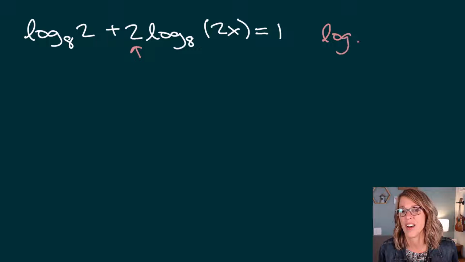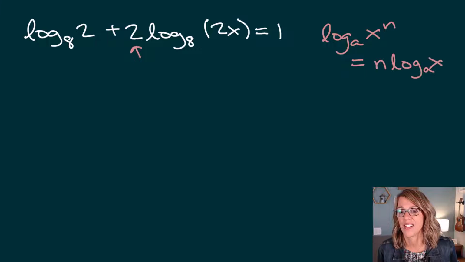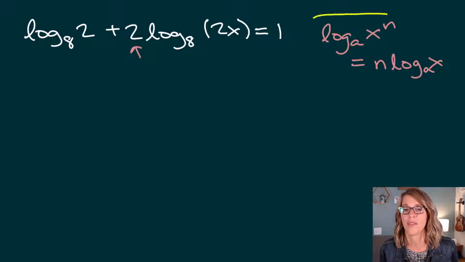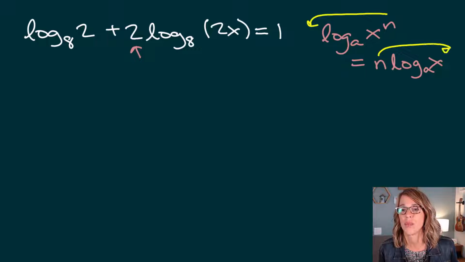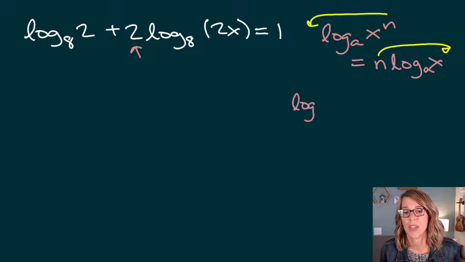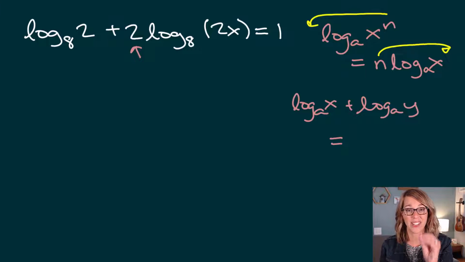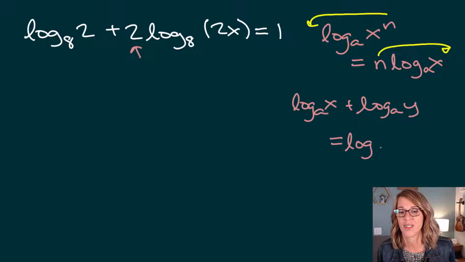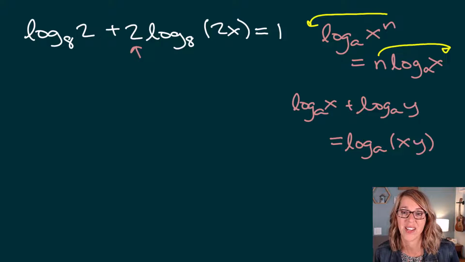One of them says that log base a of x to the n is equal to n log base a of x. So this one says that I can bring my power out in front, or vice versa. We're going to use that for the 2 out in front. The second property that I need is for a sum of logarithms. So if I have log base a of x plus log base a of y, I can condense this. This is equal to a single logarithm of the product. So log base a, and I'm going to multiply what's inside together. So log base a of x times y.